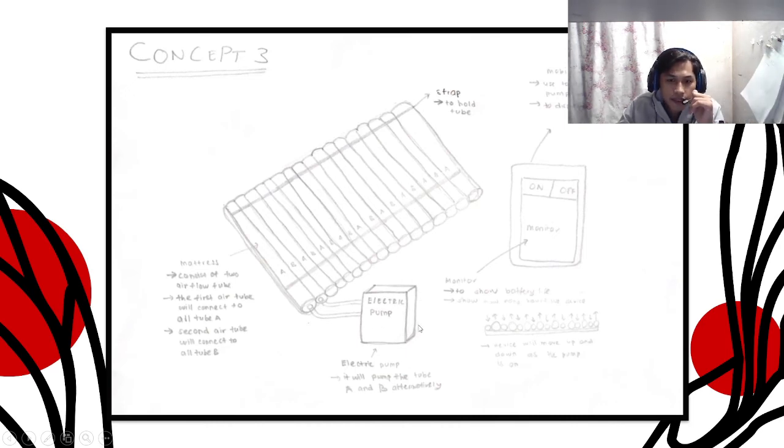The function of the electric pump is to pump tube A and B alternatively, because this device will move up and down as the pump is on. To turn on the electric pump, we use an IoT device such as a mobile phone. We just need to click the switch on the phone, and the electric pump will turn on.